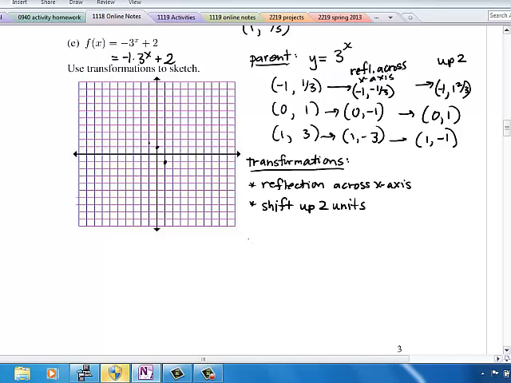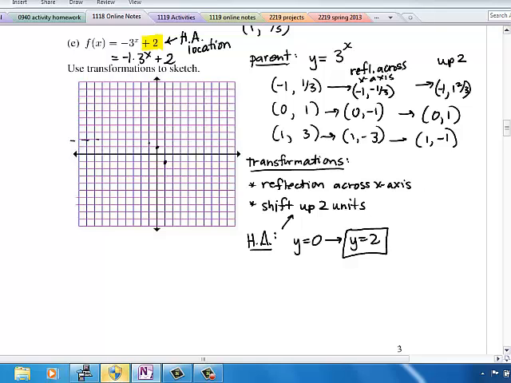I want to think about the horizontal asymptote too before I sketch in the rest of the graph. I don't want to cross the horizontal asymptote. Because of this shift up 2 units, what normally would have been y equals 0 is going to shift to y equals 2. Anytime there's a vertical shift like that, like we have this +2, or if we had -3, that will be the horizontal asymptote location.